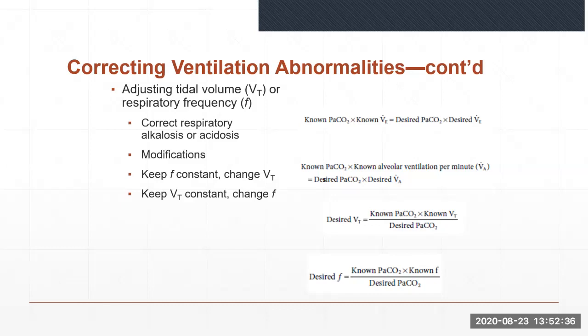To correct respiratory alkalosis in this situation, the clinician should decrease ventilation during volume-controlled ventilation by decreasing frequency and, if necessary, by decreasing tidal volume. If pressure-controlled ventilation is used, the clinician should decrease frequency first and then decrease set pressure if necessary.